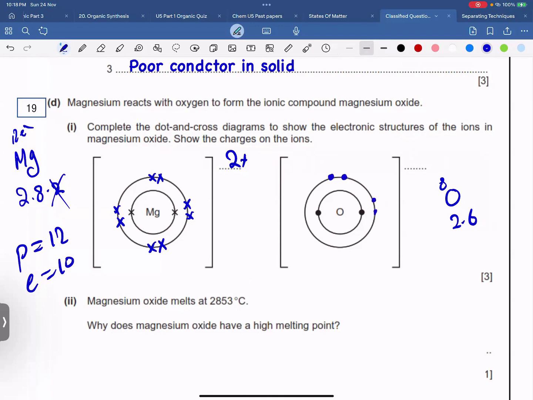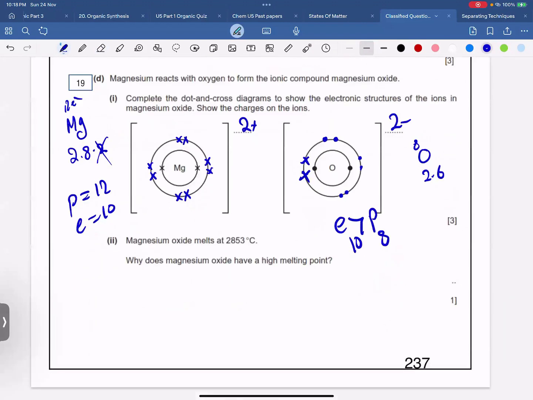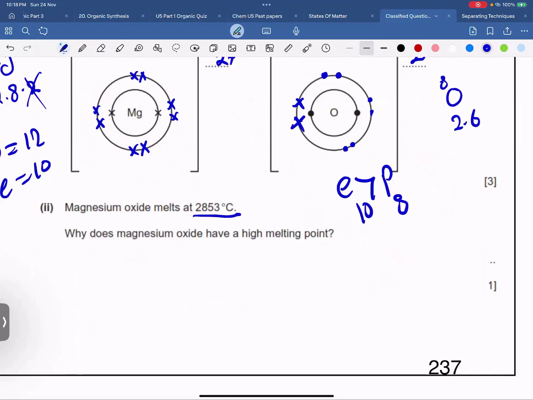So just draw 1, 2, 3, 4, 5, 6, and 2 crosses accepted from magnesium, and it carries -2 because electrons are more than protons by 2. The number of protons is now 8, but electrons are 10. Magnesium oxide melts at a very high temperature, which is 2856 Celsius.